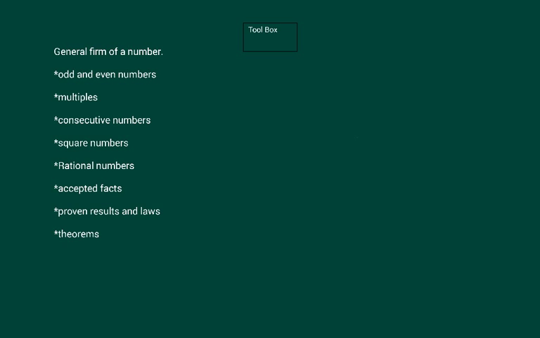Right, so let's consider our toolbox, and these are various things we can keep in mind when we look at proof. Firstly, odd and even numbers. We know for any integer n, an even number is simply going to be 2n for even, and 2n plus 1 for odd numbers.